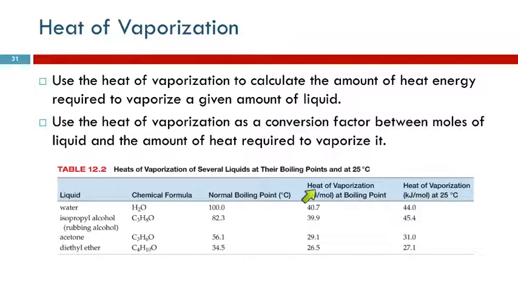So here's the heat of vaporization at the boiling point of the liquid and at room temperature. And it kind of makes sense that it requires less energy to boil something at its boiling point than it does at room temperature. And then here are listed the normal boiling points. So here's four different liquids: water, rubbing alcohol, acetone, that's the thing in nail polish remover, and then diethyl ether.